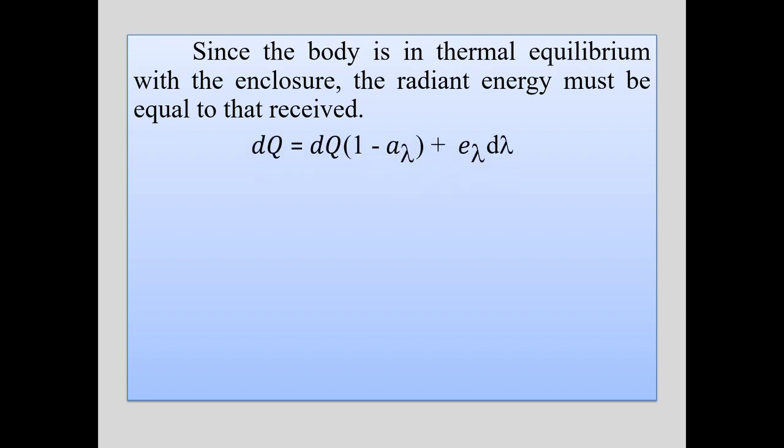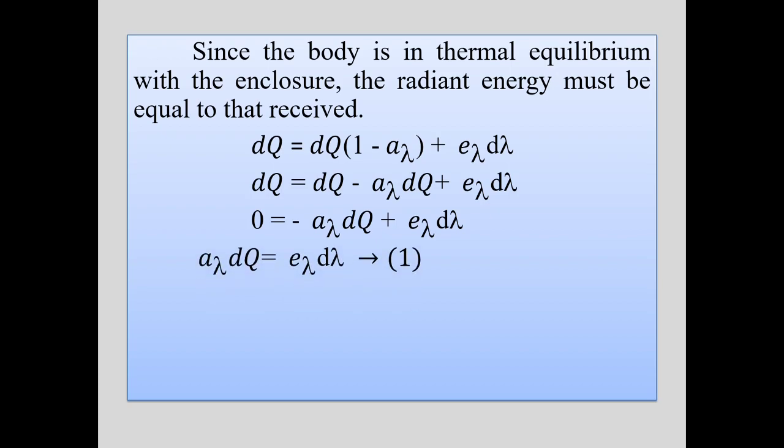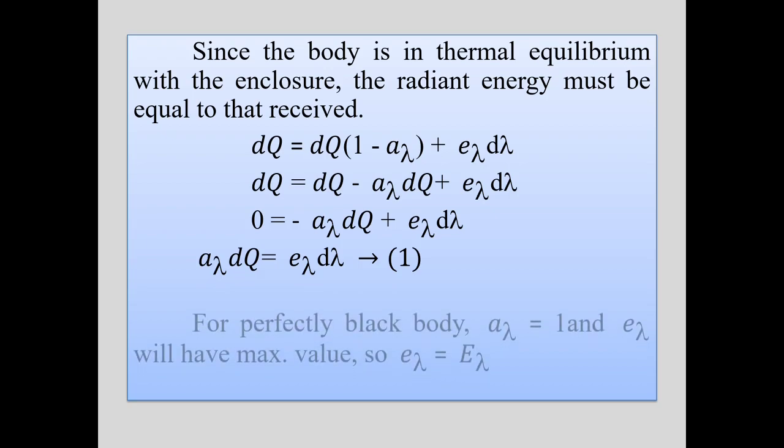So at thermal equilibrium, the amount of energy which falls on the body, dq, will be equal to that emitted by it, dq into 1 minus A lambda plus E lambda d lambda. Taking dq inside, dq is equal to dq minus A lambda dq plus E lambda d lambda. On both sides we have dq, which gets cancelled. We get 0 equals minus A lambda dq plus E lambda d lambda. Taking to the other side, we get A lambda dq is equal to E lambda d lambda. This is equation 1.